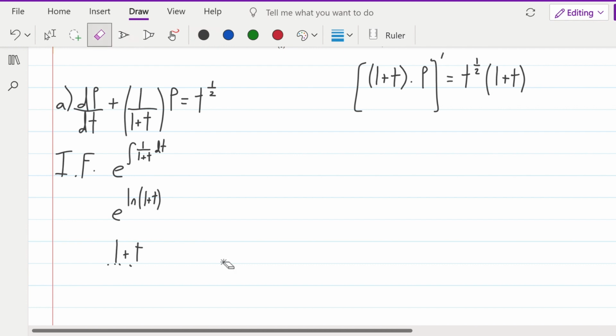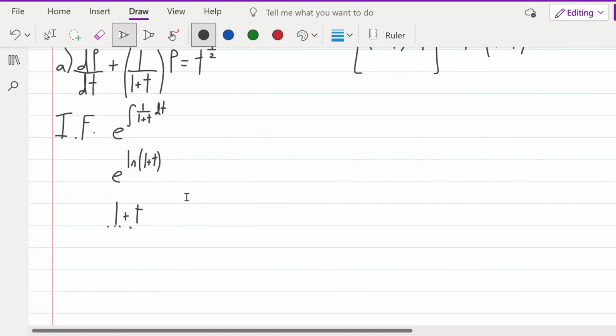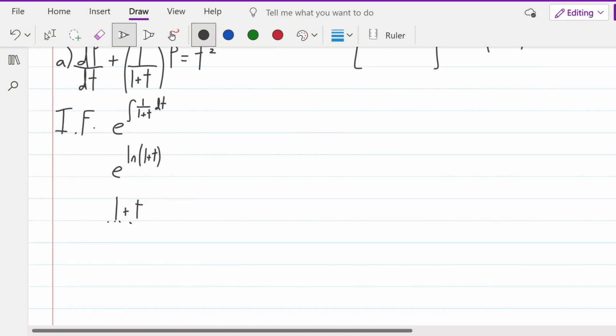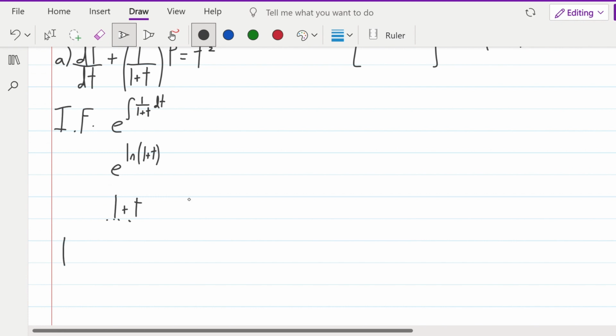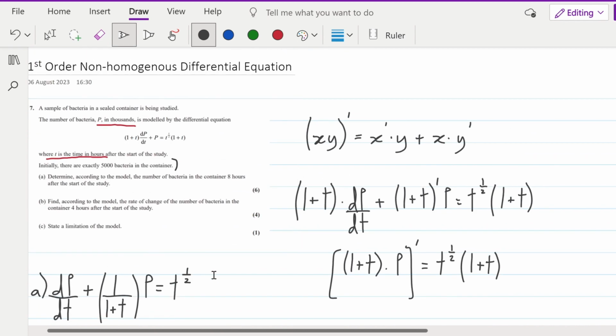And also, even if it was simple and you did it like this, you'd get the marks, because the mark scheme still assumes that you do it via the integration factor method. But as we did know that it would work out nicely, we get 1 plus t times dp by dt, and then plus the 1 over 1 plus t times 1 plus t, so it's just 1 times p is equal to t to the half times the 1 plus t, which is, like I said, exactly what we have here.